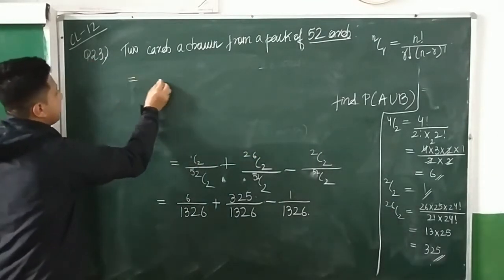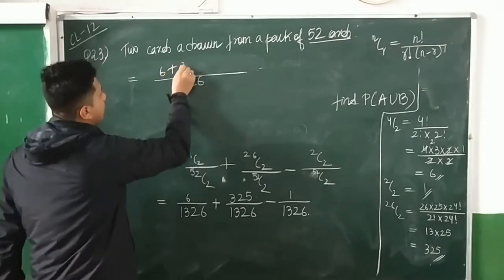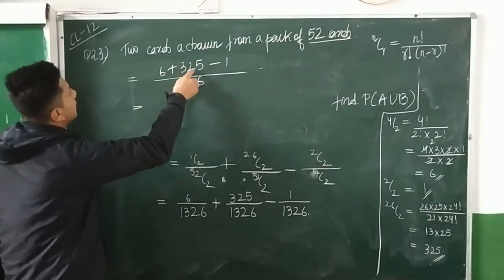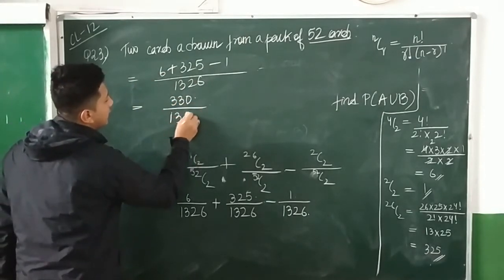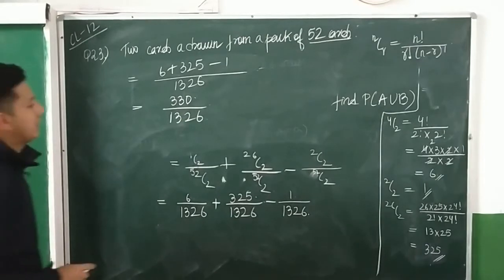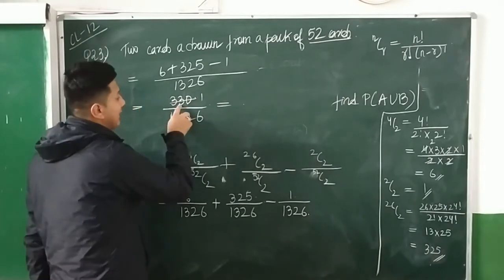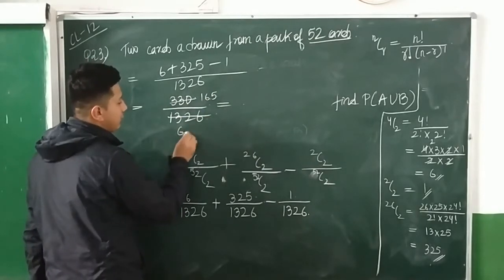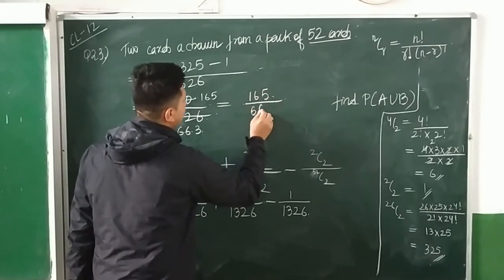So therefore, when I take the LCM, it is 1326, which will be 6 plus 325 minus 1. So therefore, this is 331. So 330 divided by 1326. Okay? 330 divided by 1326, we can cancel it with 2. 2 ones are 2, then 2 6s are 12, 2 5s are 10, 2 6s are 12, 2 6s are 12, 2 3s are 6. So 165 divided by 663.